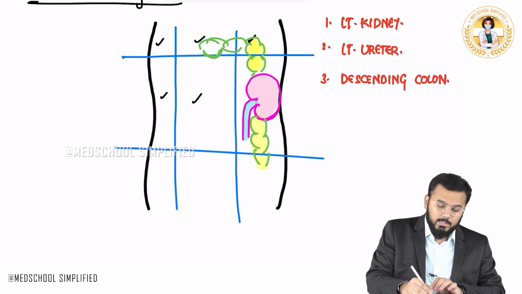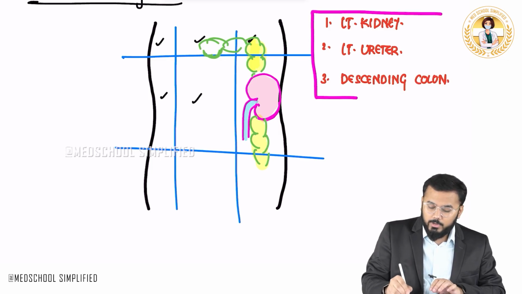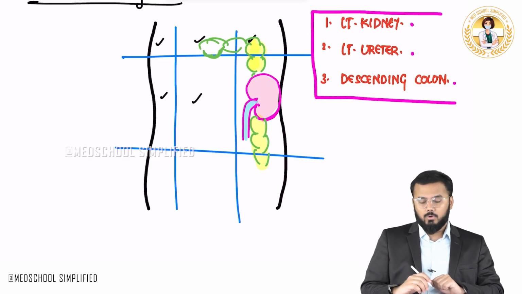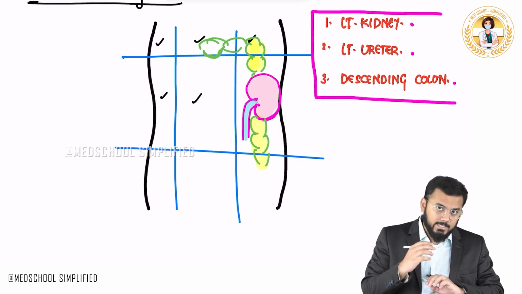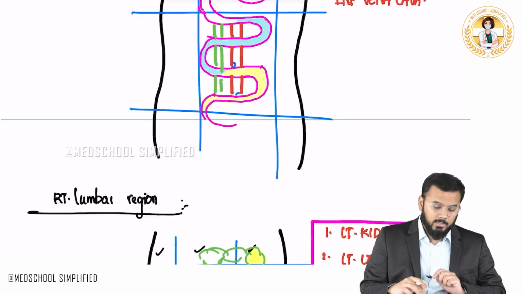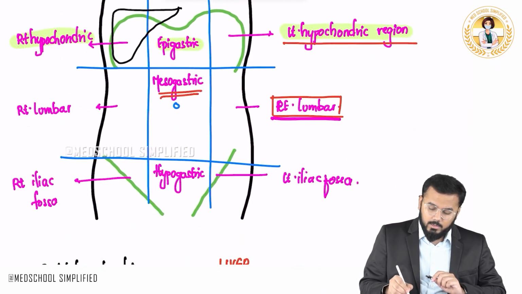Descending colon. So there are three important structures collectively which you have got here. What are those three important structures? One is your left kidney, left ureter, as well as the descending colon. So there, in the right lumbar region, it was right kidney, right ureter and ascending colon. Here it is left kidney, left ureter and descending colon. Okay. So we are done with this part, that is the right lumbar region.